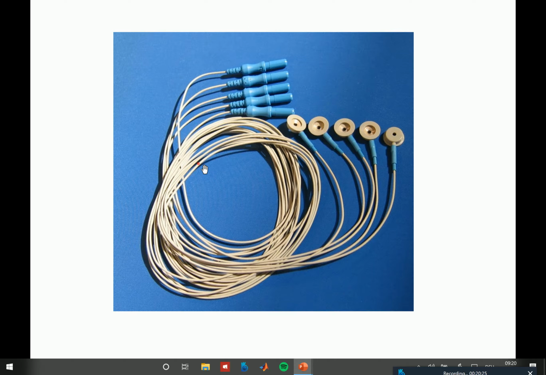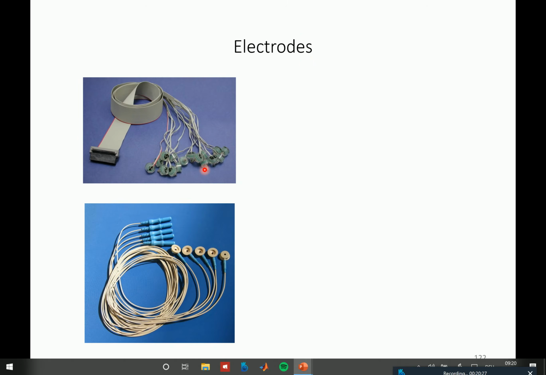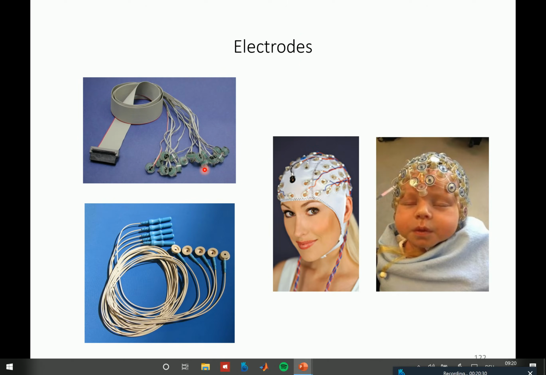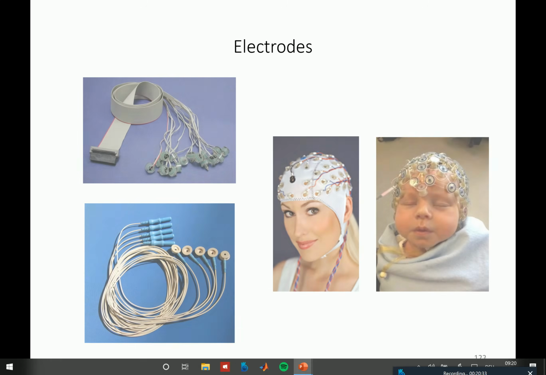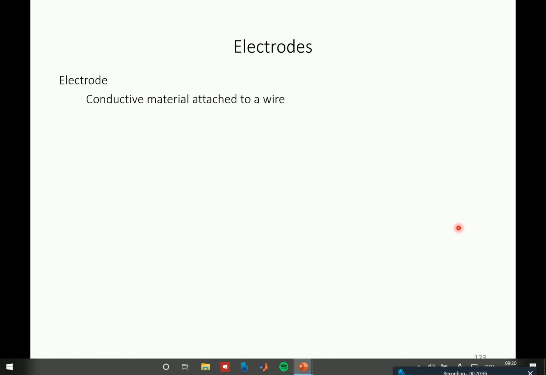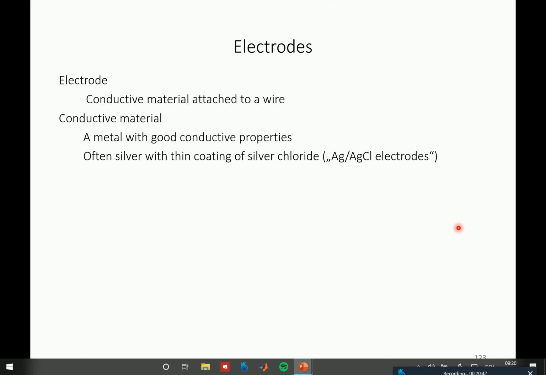It's basically just some metallic conductive material. And that's very cute. So essentially electrodes are just conductive materials attached to some wire. And the conductive material that is used is just a metal with good conductive properties that conducts electrical activity. Most commonly used are silver electrodes with a thin coating of silver chloride, these AgCl electrodes.